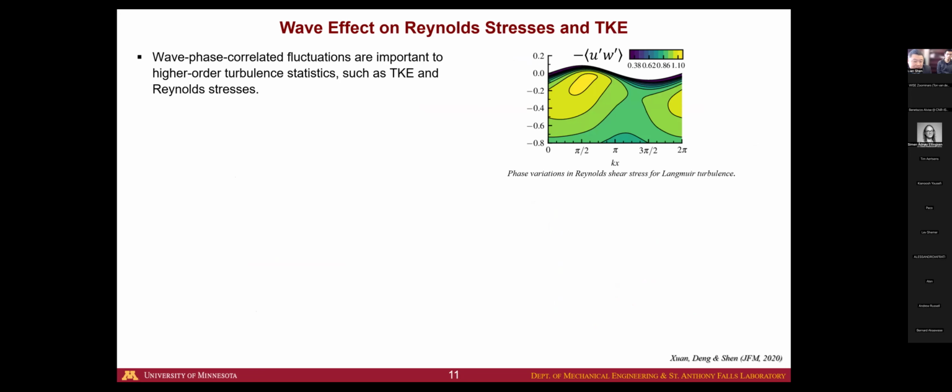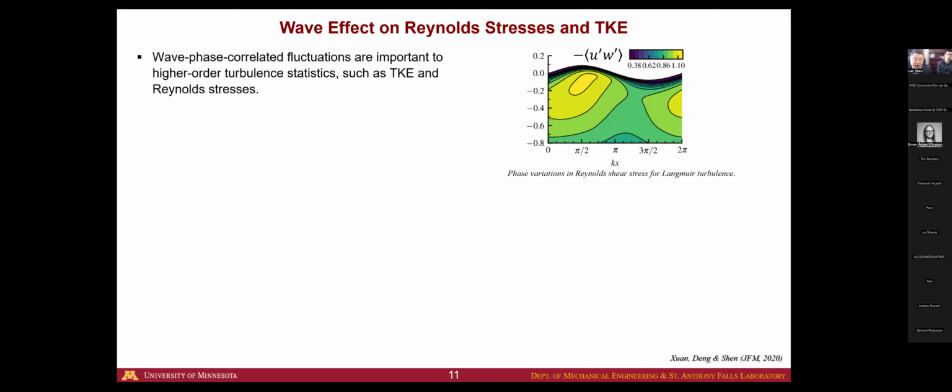How about some higher-order statistics, like nonlinear terms, like Reynolds stress, like turbulent kinetic energy? From our numerical results, the Reynolds shear stress is highly correlated with the wave phase. In this case, it has higher magnitude under the wave crest and lower magnitude at the wave trough. The same variation can be found for the Reynolds stress, different components of the Reynolds normal stress, and TKE.